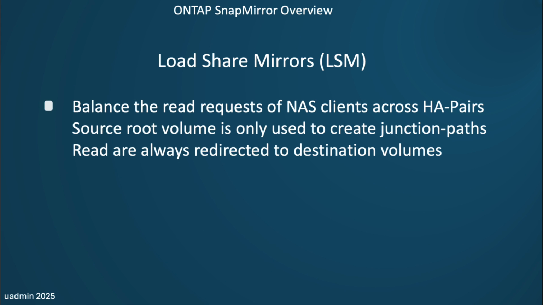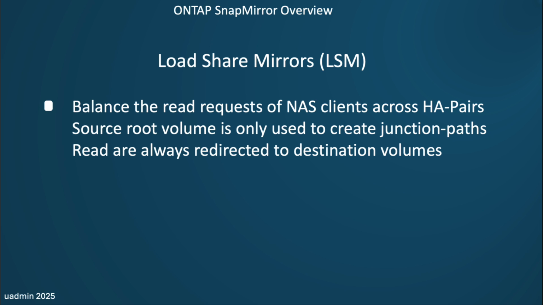It balances the read requests to root volumes of the storage virtual machine. So the root volume of the SVM will only be used to create junction paths, and clients will not read from it anymore. They will just read from the destination root volumes.